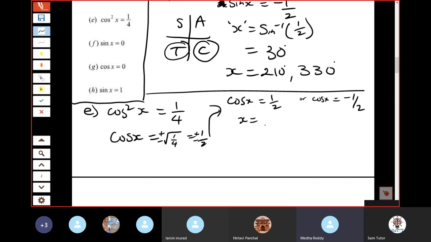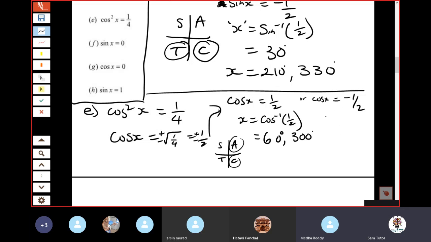Just put it in the calculator. Yep. What are you going to put in the calculator then? Cos inverse, right? Not just cos inverse of a half. What does that give you? One second. Gives you 60. And then you ask yourself, where is cos positive? C and A. Good job.